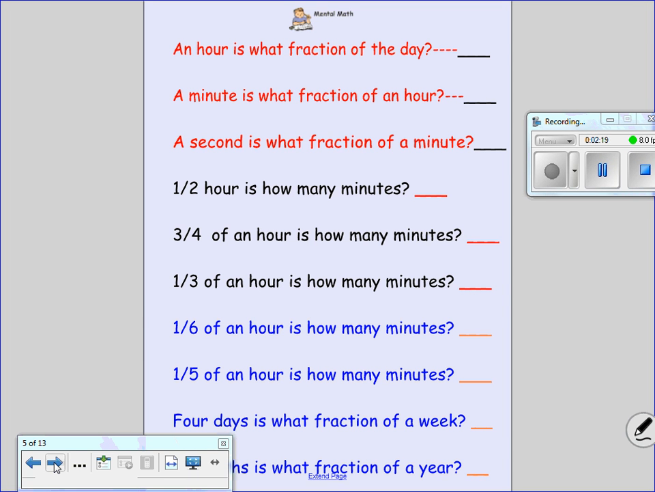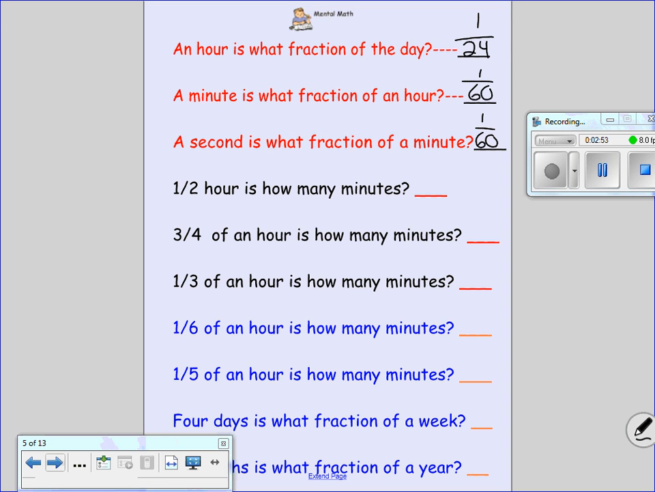Okay. A lot of times when we're working with fractions, we have to convert fractions to another fraction, okay? Now I'm going to be doing some examples here. An hour is what fraction of the day? Well, what is the whole? How many hours are in the day? 24 hours are in the day. We just want 1 hour. 1 out of 24. A minute is what fraction of an hour? How many minutes are in an hour? 60. 1 minute. A second is what fraction of a minute? Well, how many seconds are in a minute? 60. 1 minute, or 1 second.